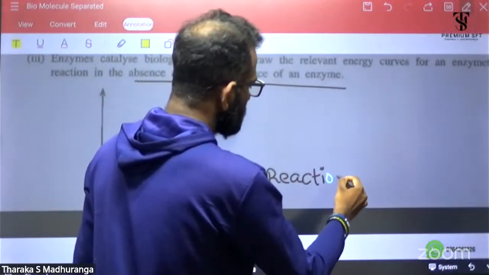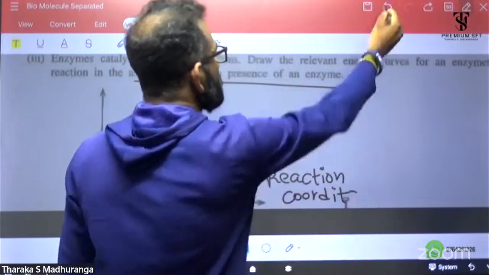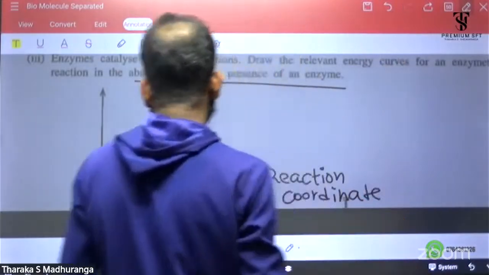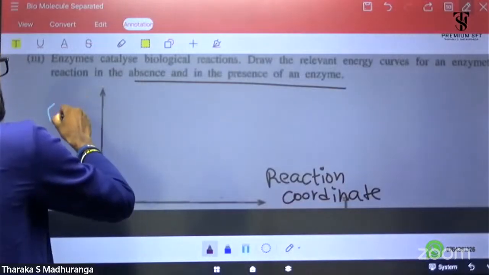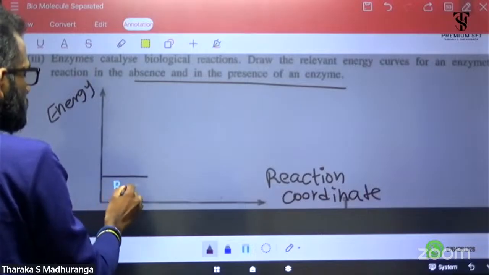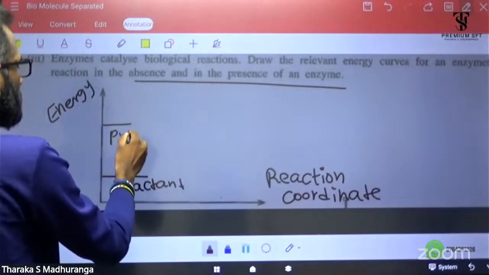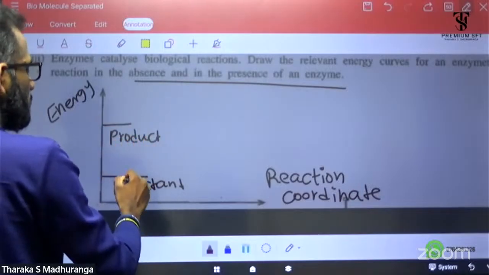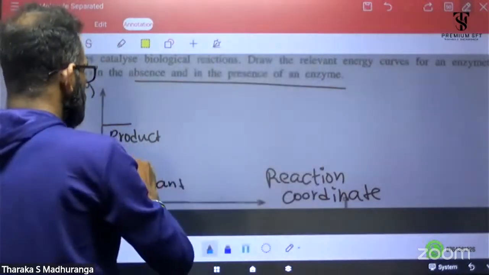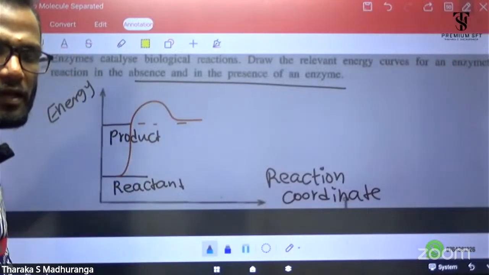Reaction coordinate. It is the x-axis. This is the y-axis, energy. This is the reactant. Product. You can smoothly draw the curve from reactant to product.